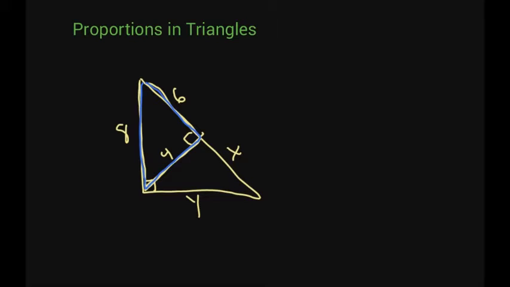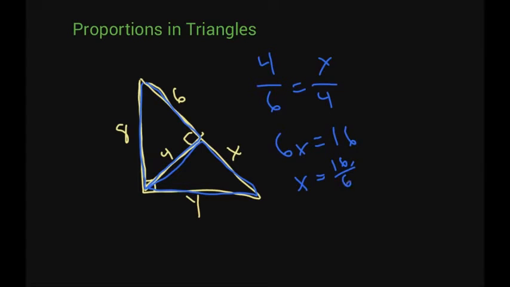If I look at this triangle down here, I know the 4 and the x there. So if I did 4 over 6, I would then do x over 4. So x times 6 would be 6x, 4 times 4 is 16, so x would equal 16 over 6. Reduce that, it would be 8 over 3.